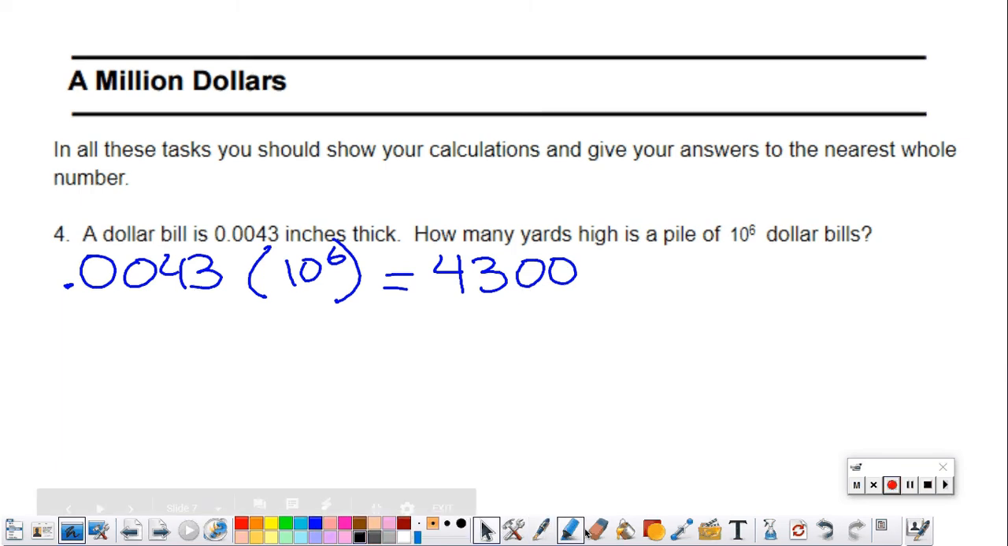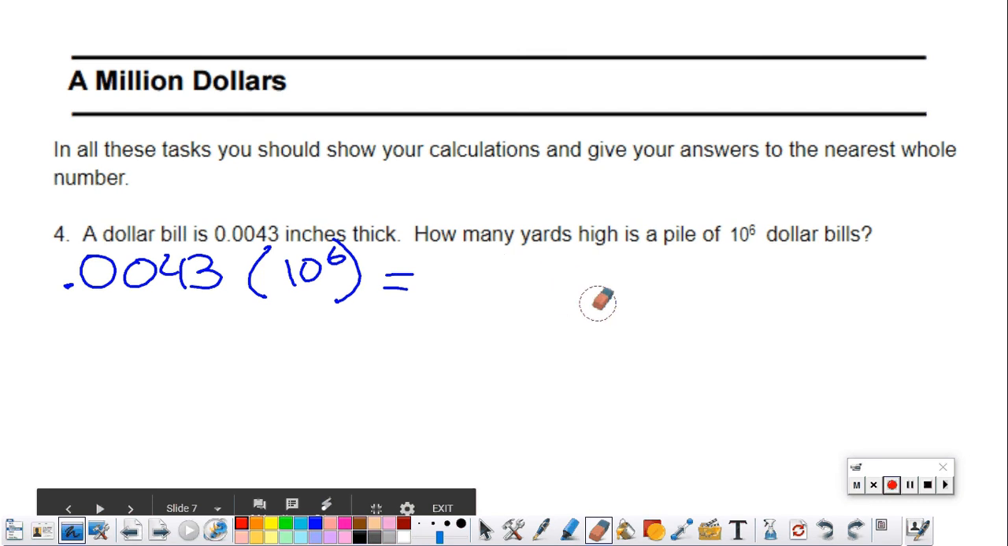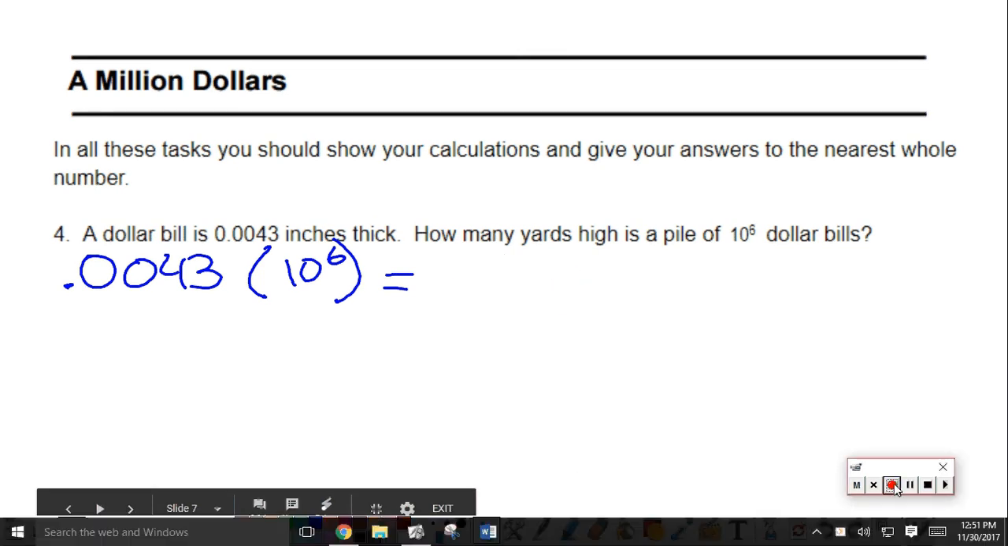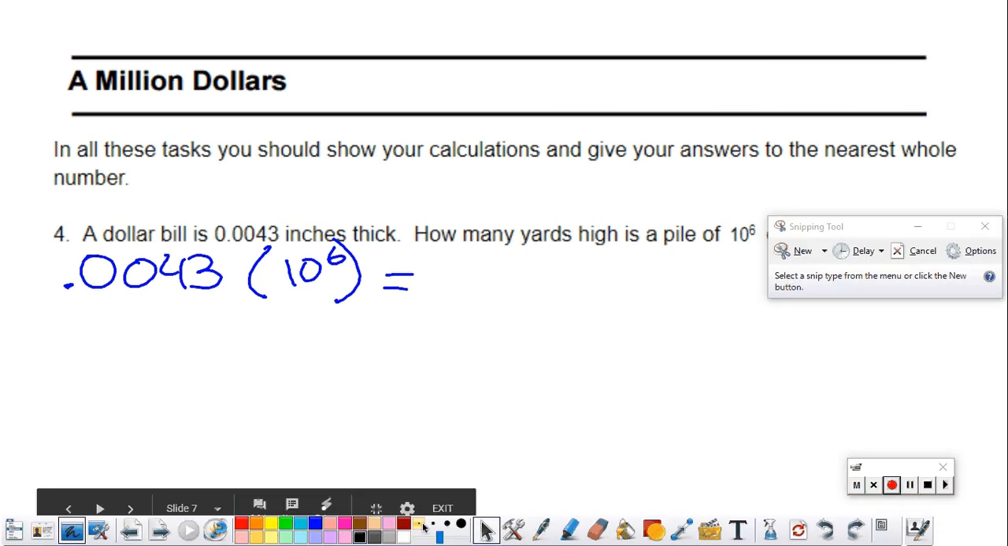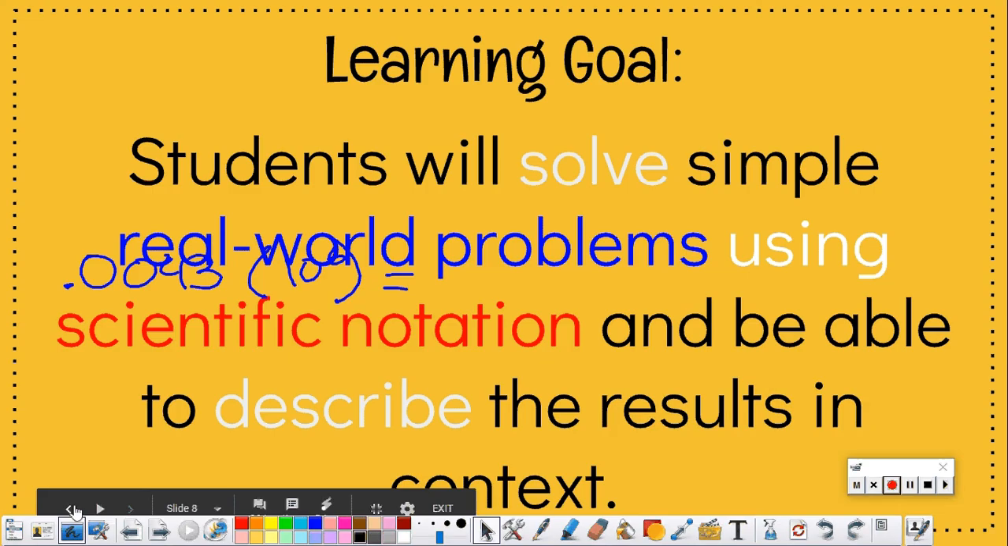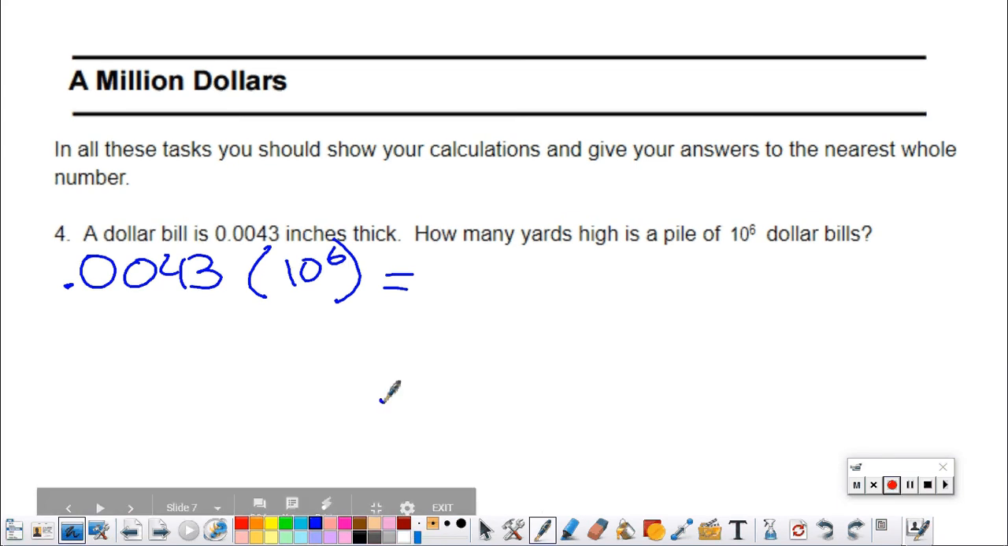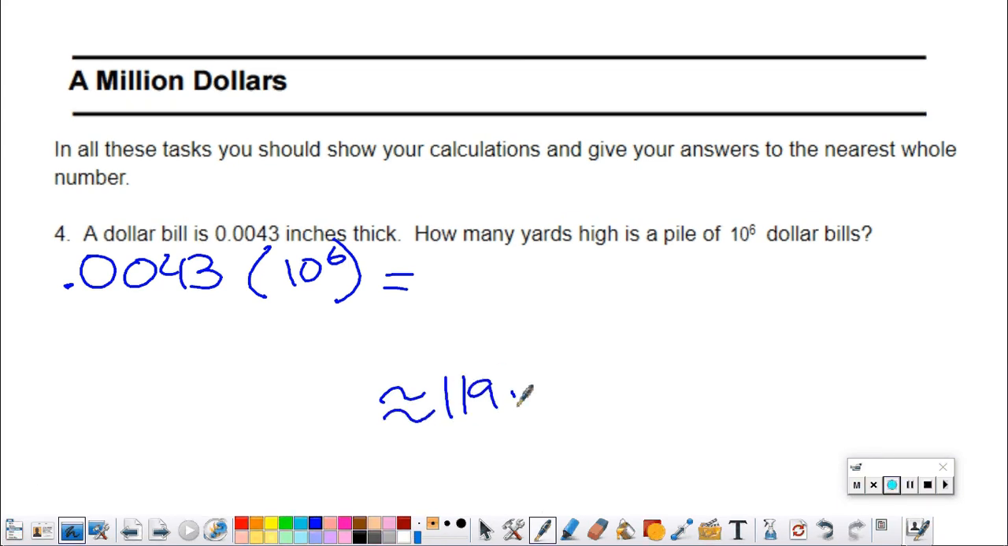Okay, so the answer, I'm trying to remember what the answer is. Hold on. So after you end up solving this problem, you should end up with an estimate of 119 yards. Just make sure that you transfer it from inches into the yards that you need.